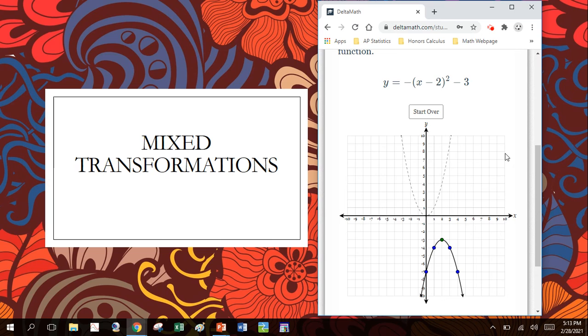All right, so that's pretty much all there is to mixed transformations when you're dealing with reflections and horizontal shifts and vertical shifts.